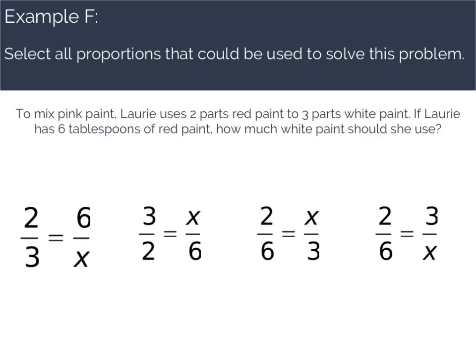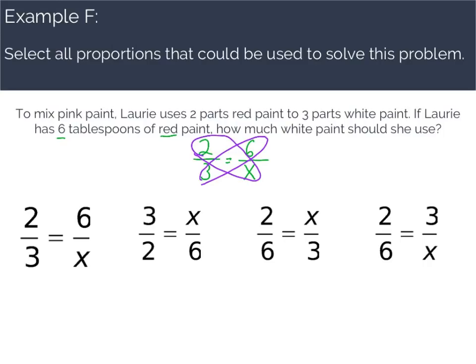The easiest way to do this is to set the proportion up yourself and then see which proportions match your setup. So I'm going to set ours up as 2 parts red to 3 parts white is equal to, and let's see what she has. She has 6 tablespoons of red, so that's going to go up with the 2 on the red line, and then I don't know how many white, so that's going to be my x. So now that I've set up my proportion, I'm going to see how many of them match my cross multiplication. So I would be multiplying 3 times 6 and 2 times x. So let's see how many do that.